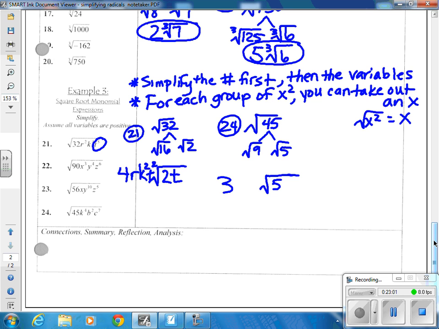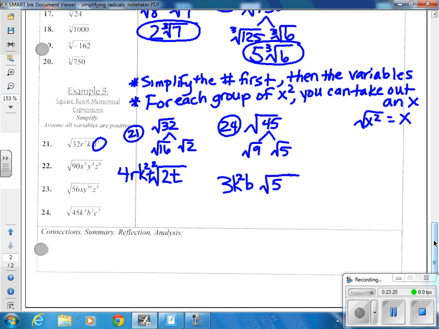Now let's deal with the letters. If I look at my k's, k to the 4th, I can divide 4 by 2 and get 2. That means k squared comes out. Nobody's in because that's an even number. Then if I go to my b's, b squared, that's an even number. 2 divided by 2 is 1. That means 1 b comes out. There's none in because it was even.